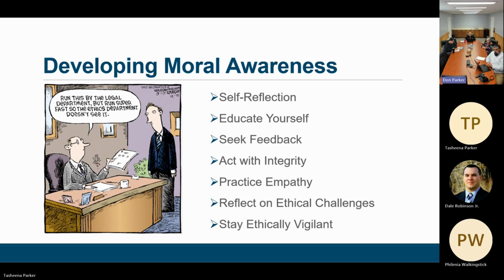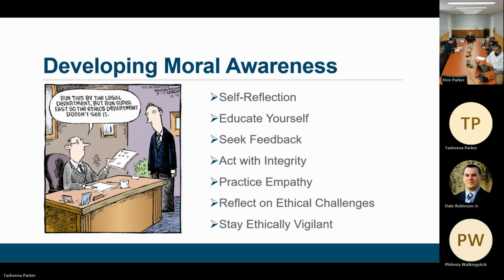2, educate yourself. Read about ethical principles to better understand moral issues and make choices that respect others' well-being. 3, seek feedback. Ask for advice from people you trust to improve your ethical decisions and identify any areas you may have overlooked. Be open to constructive criticism and view it as an opportunity for growth and self-improvement.